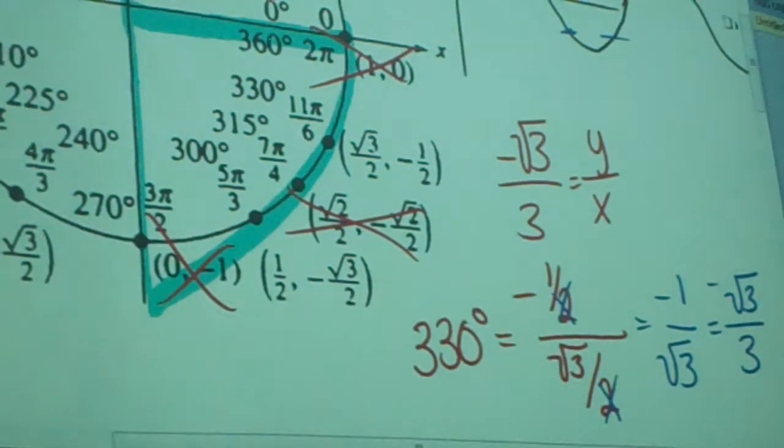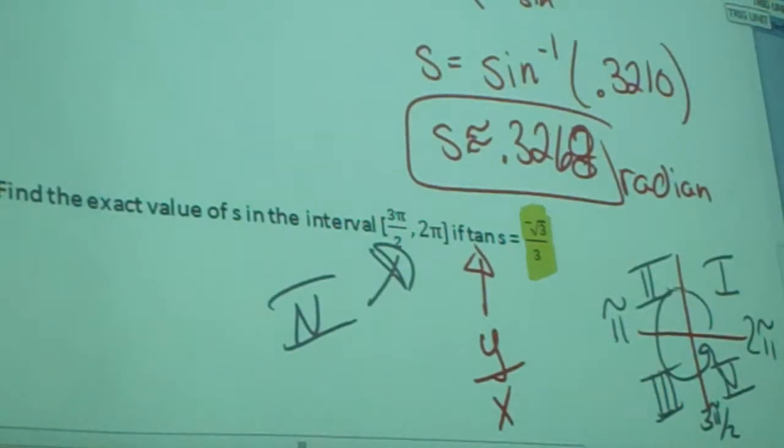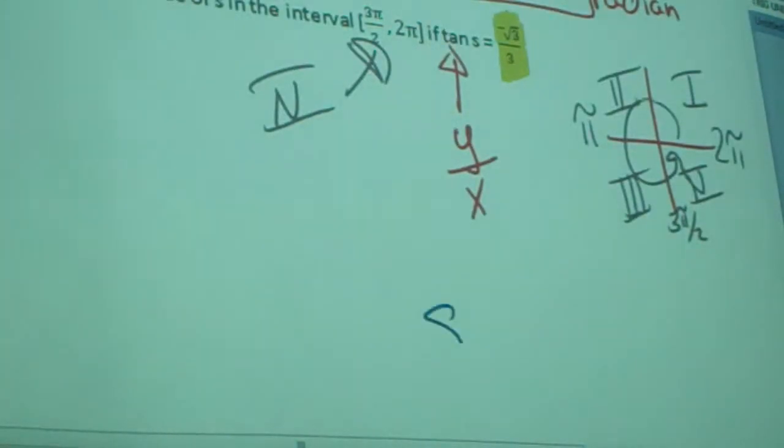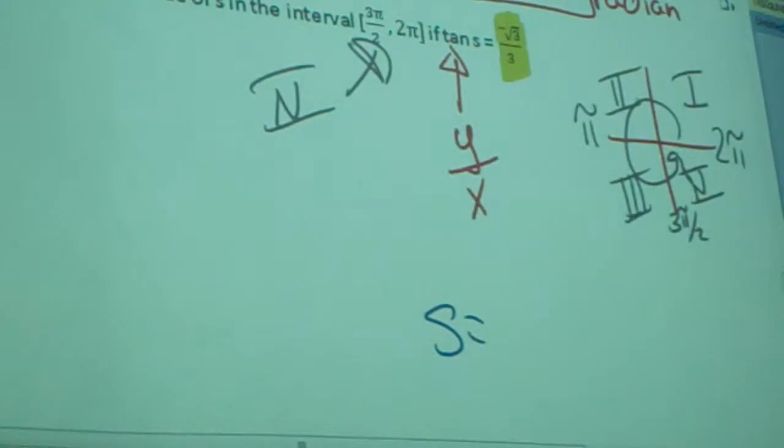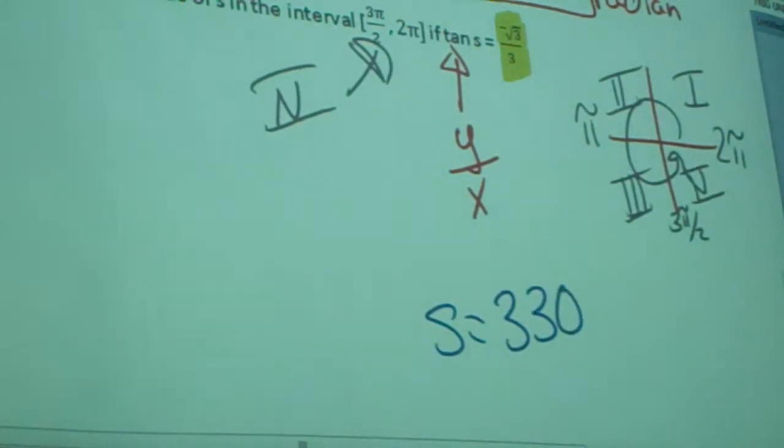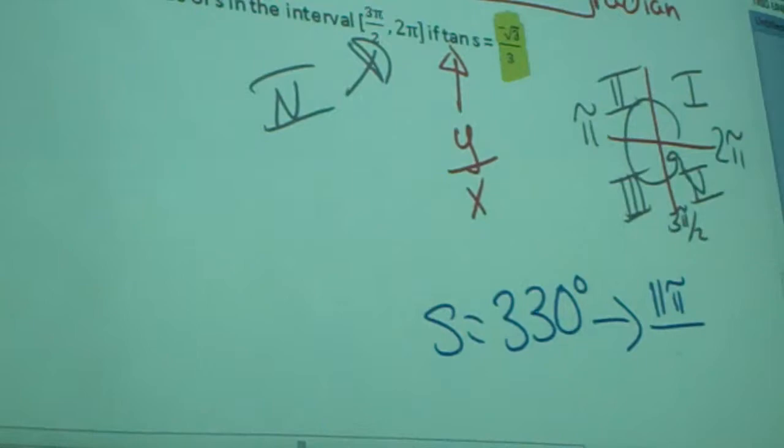So I go back to this now, and I know that the angle S will be where tangent is at 330 degrees. But I want it to be in radians, so we're going to convert. What is it? Pi over 6.